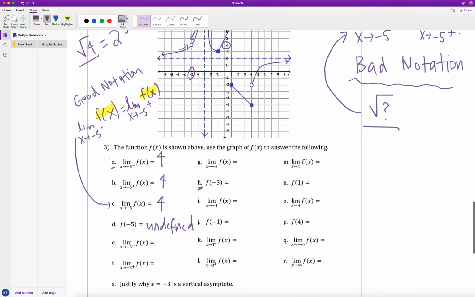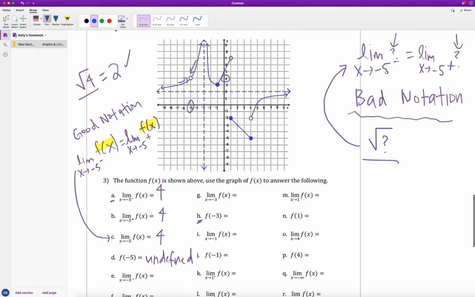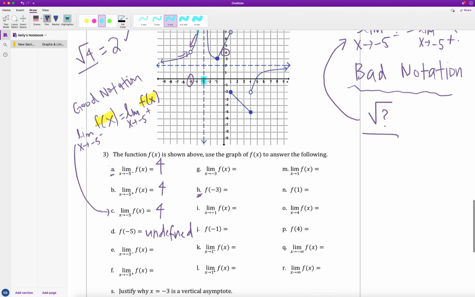Okay, let's check E, F, G, and H now. E says, what is the limit as x approaches -3 from the left-hand side? Well, if I go back up to my graph, I'm going to go back to the highlighter. What's happening here is we approach -3, which is another vertical asymptote like we saw in the last example. As it keeps going up from the left-hand side, it's approaching positive infinity. So the limit as x approaches -3 from the left of f of x equals positive infinity.